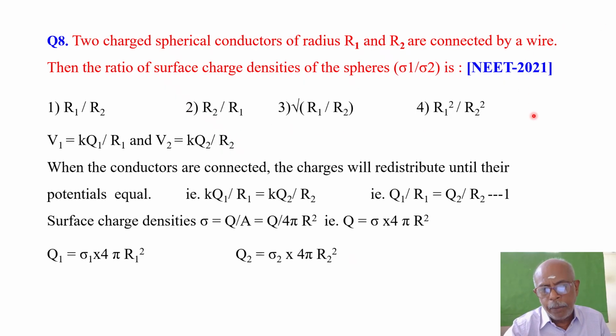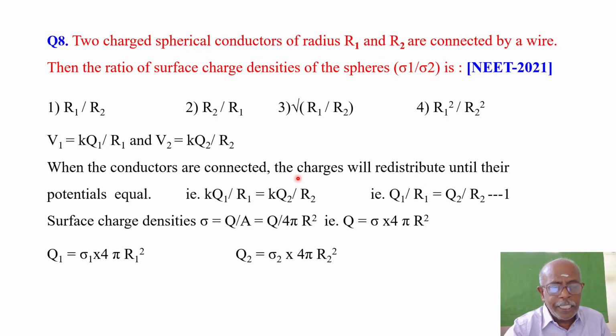This question has been asked in the NEET examination in the year 2021. How to solve this problem? The potential of a spherical conductor is given by V is equal to K into Q by R, where K is 1 by 4 pi epsilon naught. So V1 is equal to KQ1 by R1 and V2 is equal to KQ2 by R2. R1, R2 are the radii of the spheres, Q1 and Q2 the charges of the spheres, and V1 and V2 the potentials of the spherical conductors.